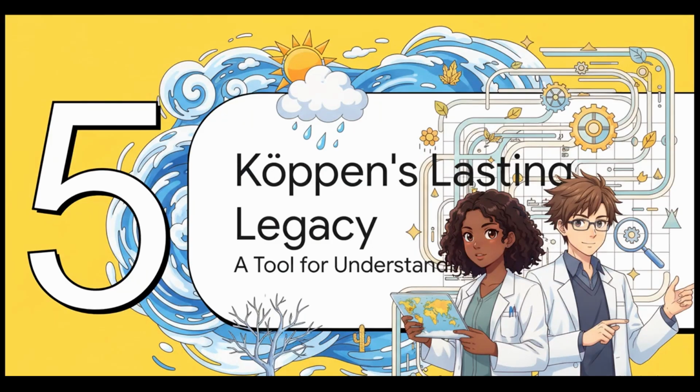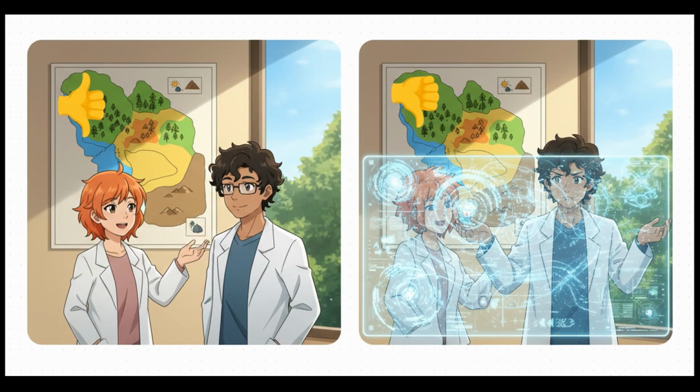So you can see how powerful this is. But here's a question. The system is over a century old. Why are we still using it? Why is it still the go-to for so many scientists? Well, let's quickly look at its pros and cons. Okay, so the beauty of it is its simplicity, right? It's simple, it's based on numbers, and it connects climate to what you can actually see, the plants.